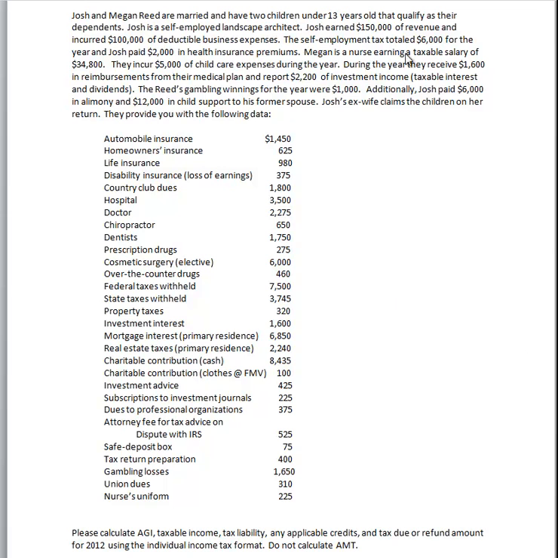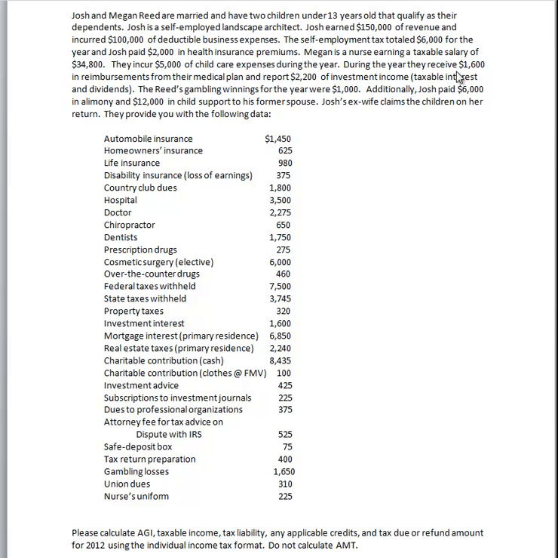It says that Megan is a nurse. She earns taxable salary of $34,800. That's going to go into gross income. It says that they incur $5,000 of child care expenses. Having a child care expense is going to allow us to calculate a dependent care credit. So a dependent care credit is coming from the amount of actual child care expenses that were incurred.